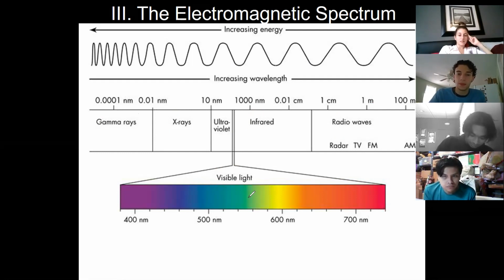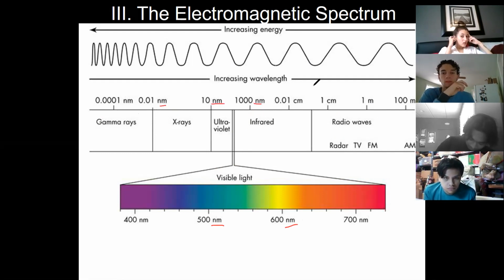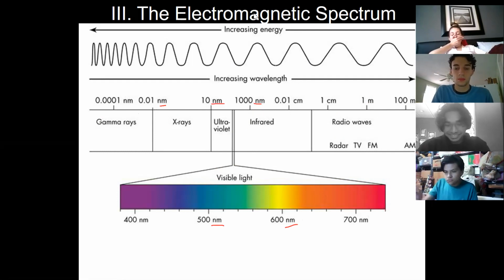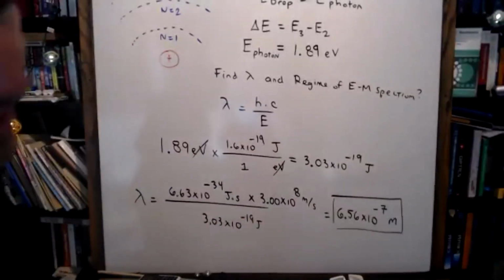Arunsak is making an important point. Most of these wavelengths are in nanometers. So he said we should convert it to nanometers. Good idea. And then some other guy actually had figured out, I think, what regime it was in, although he answered it kind of funny. Arunsak, will you talk to me for a second? Could you help me convert that to nanometers?